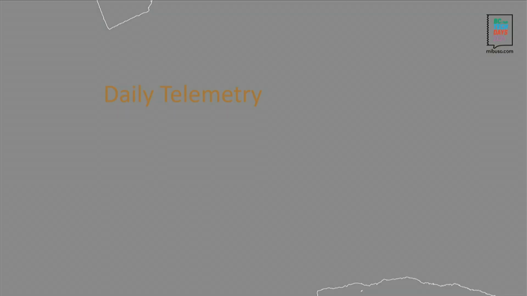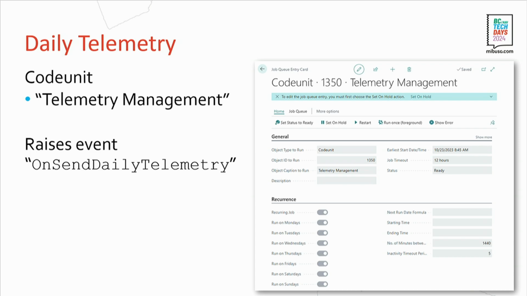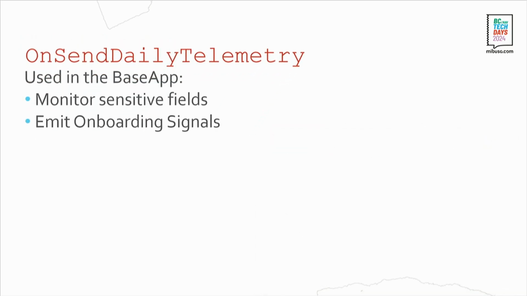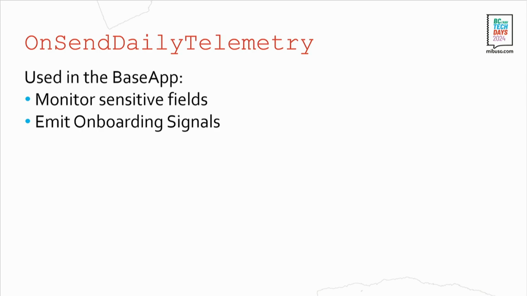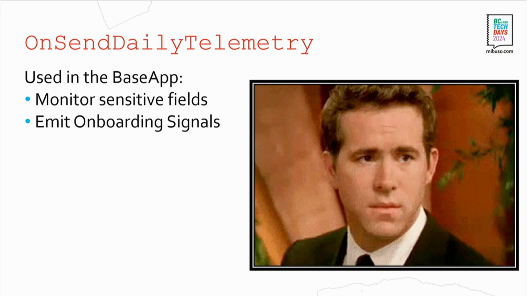Another idea: daily telemetry. I don't know if you're aware, but on SaaS, you have this codeunit, always in job queue. Did you ever notice that? Now, this job queue doesn't do much. It actually just raises an event, the on-send daily telemetry event. And Microsoft has subscribed to that event for two reasons: for monitoring sensitive fields, where I still have to figure out what that usage is, I have no idea how I can tap into that, and then the onboarding signals, whatever that means. But you can tap into that as well, right?